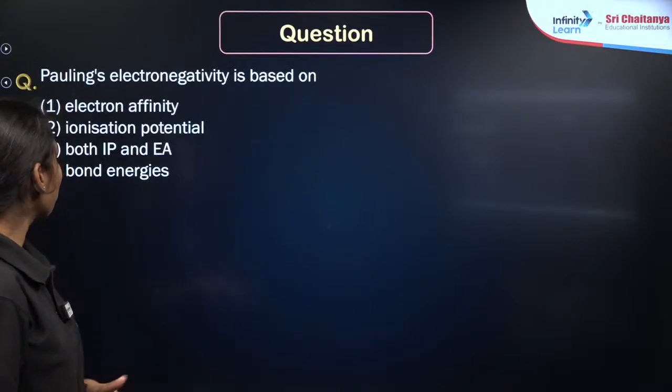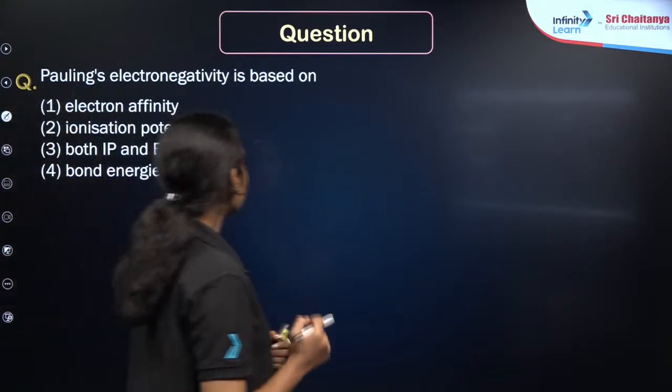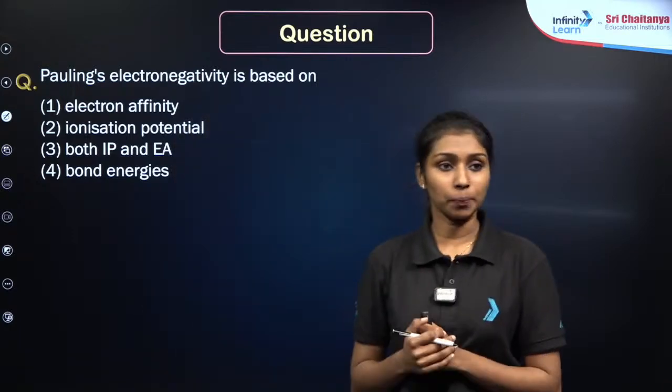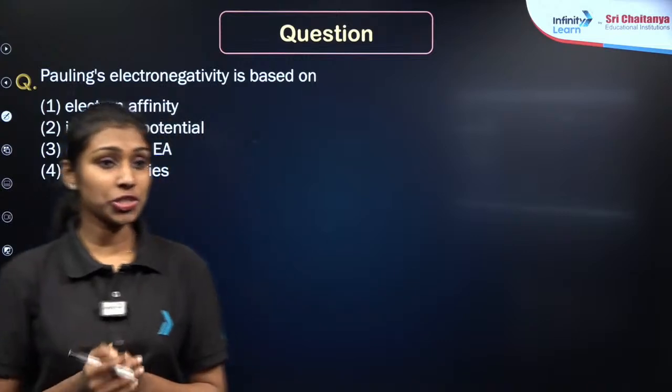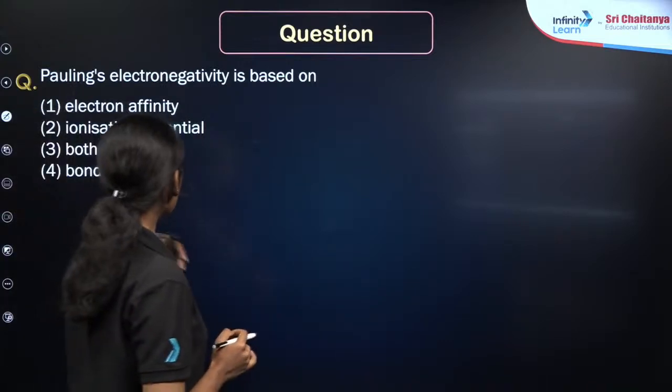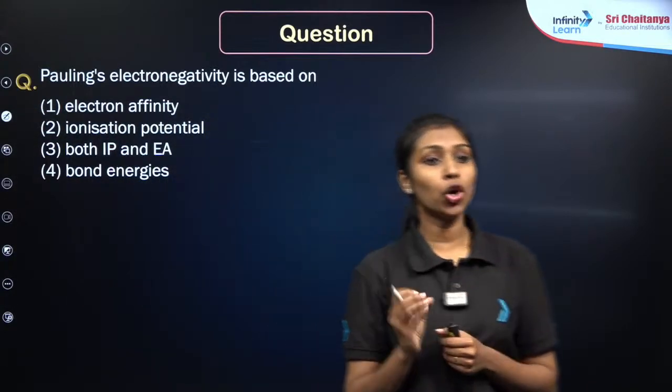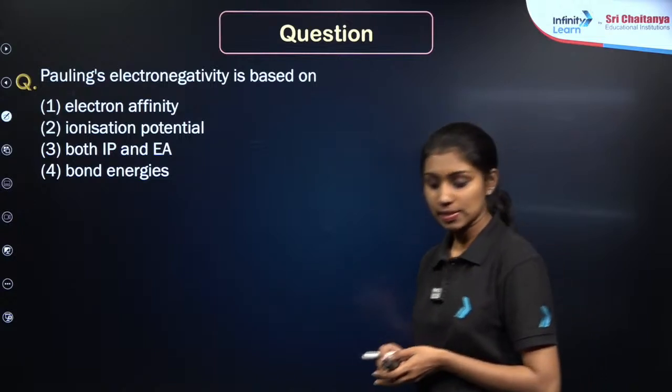Okay, here is the next question for you. The Pauling's electronegativity is based on which property? Options are given here: electron affinity, ionization potential, both ionization potential and electron affinity, and the last one is the bond energies. What will be the answer?